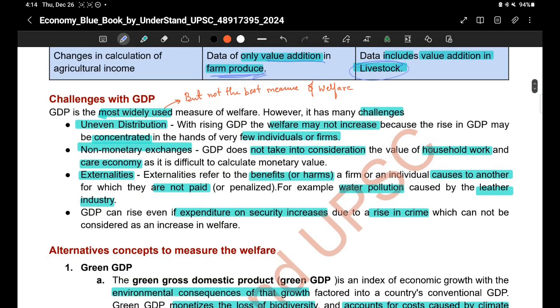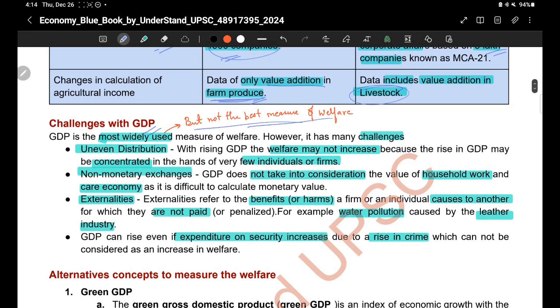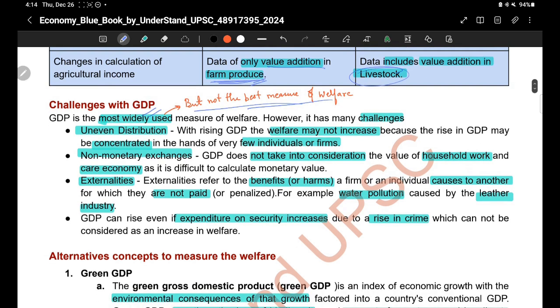Okay, now I told you GDP has some limitations. It is not the best measure, but it is the most widely used measure because it is easier to calculate. Okay, it is not the best measure. There are some alternatives which are given next, but first we'll discuss why it has challenges. Uneven distribution.